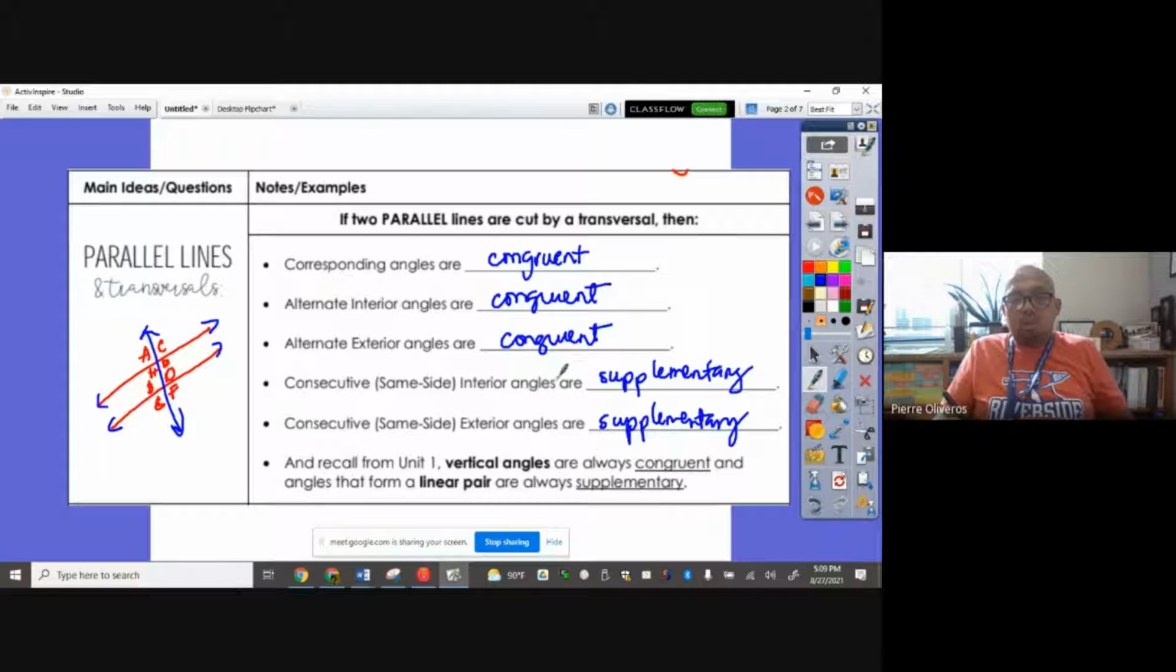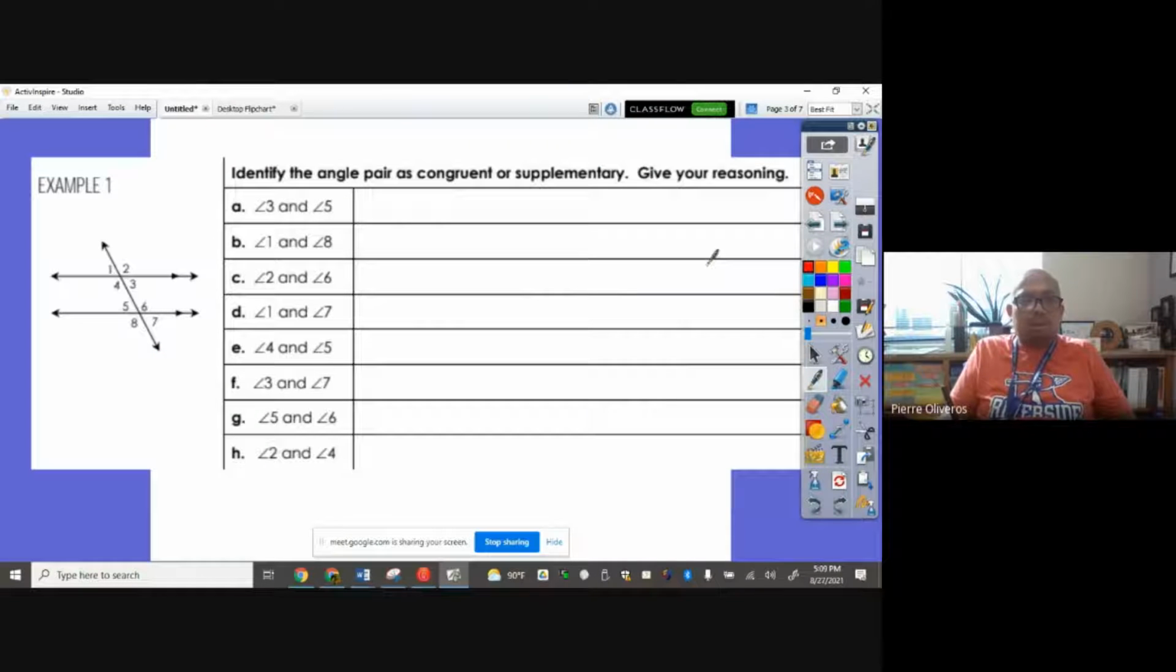And recall from unit 1, vertical angles are always congruent. We know that the vertical angles, this angle here and this angle here, are congruent. This angle here and that angle there are congruent. And linear pair. What's a linear pair? If this is a straight angle, and you have a ray somewhere on that point, on that line, this angle and this angle here are linear pairs, and they are going to be supplementary, okay?